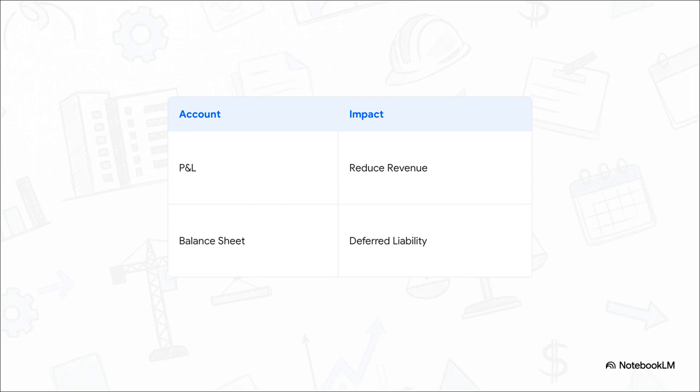Because they invoiced for work that hasn't actually been built yet, Bill has to step in and temporarily reduce the contract revenue on the P&L. He shifts that money straight into a deferred revenue liability bucket on the balance sheet, and it just stays there, holding steady until Bob's actual physical site work catches up to the invoices.